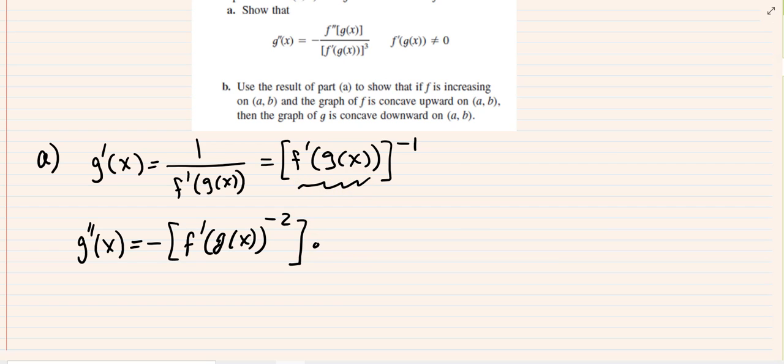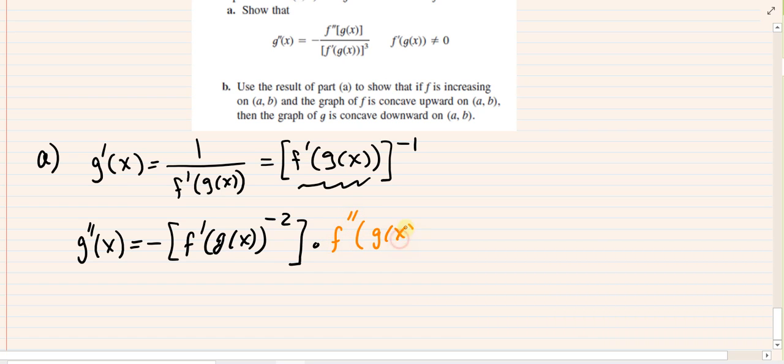The derivative of the inside, the derivative of f prime, would be f double prime of whatever. And then because in this expression the inside is g of x, we have to use chain rule. That makes it g prime x, right? Now remember, g prime x itself is that fraction.